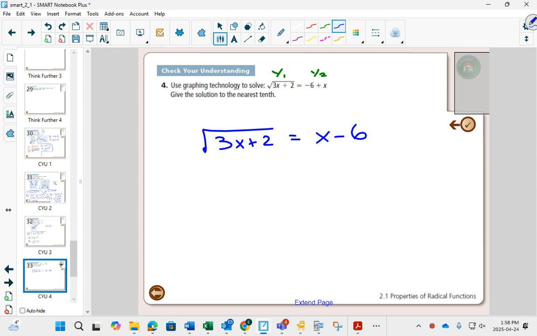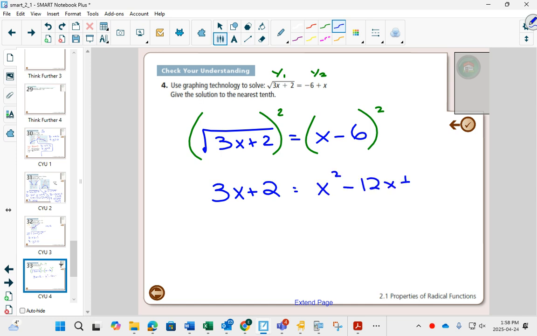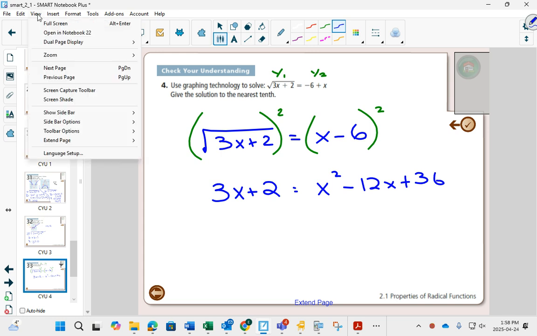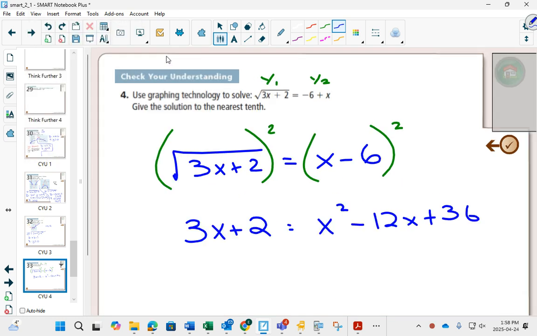I like x minus 6 instead of negative 6 plus x. Now, when you isolate it and get it all by itself, if you square this side, you have to square this side. Because that gets rid of the square root. Well, nice thing is they're inverses of each other. This will just become 3x plus 2. And this side, you'd actually have to FOIL this out. You have to be careful to multiply it out correctly, not just write x squared plus 36. You actually multiply it all out, you'll get x squared minus 12x plus 36.